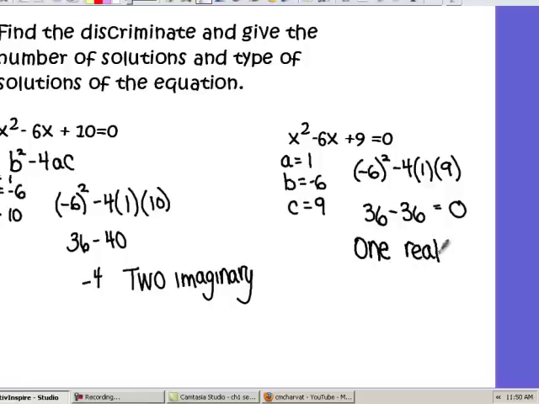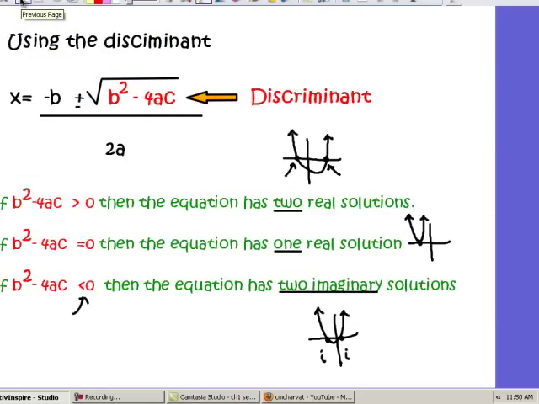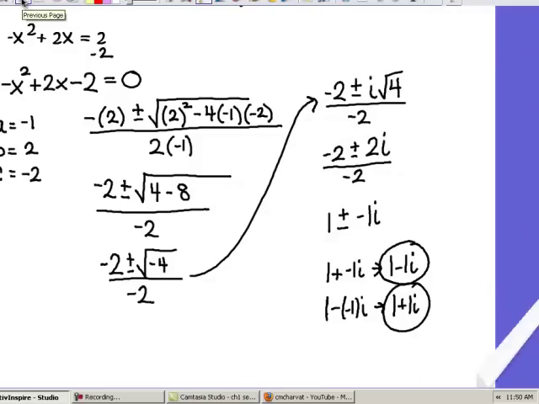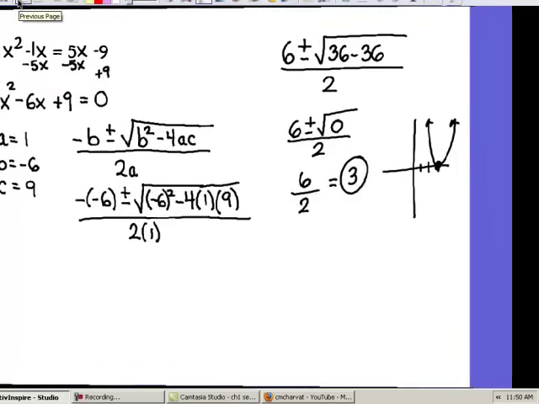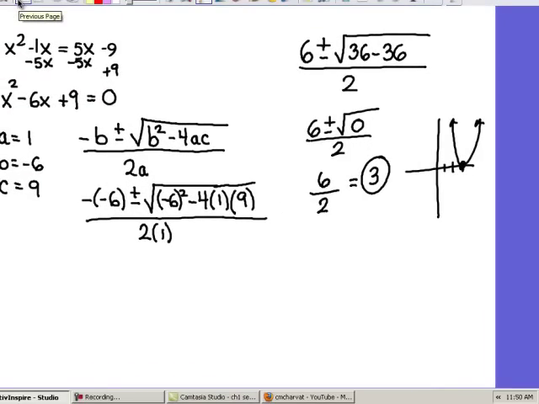And again, if I flip back to that problem we actually did, which is right here, you can tell we got a 0 under here, and we only come up with one real solution. So this does work.